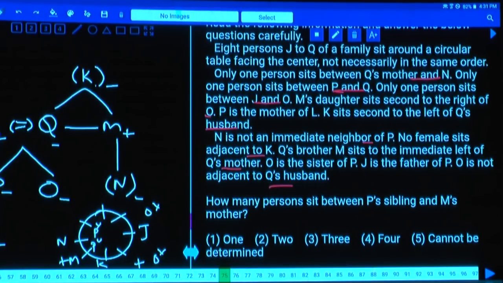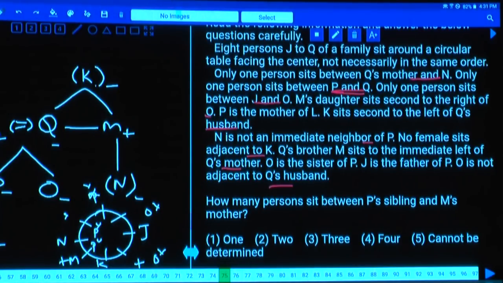And only one person between Q's mother and N. Only one person between P and Q. As only one person is between P and Q, where can P be? Q is a female. P cannot be here. Are you following this one or not? P cannot be here because one person between these two is not possible. P cannot be here, here, or here.